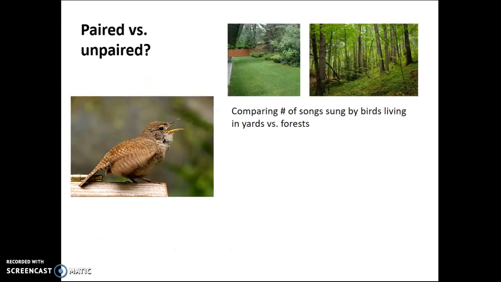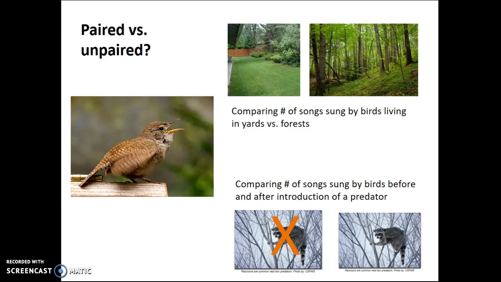So consider this example. Say you're studying a group of house wrens, a songbird, and you're comparing the number of songs sung by birds living in yards and forests. So you have a population of yard birds and a population of forest birds. Would you use a paired or an unpaired test? Think about that. Pause the video.